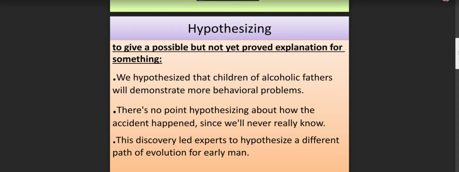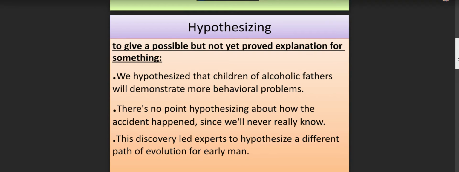فموضوعنا، موضوع التايتل of this unit، هو تحدث عن الافتراض، الحوادث الافتراضية. Right? وفي هذه الحوادث الافتراضية نحن نحاول نقدم شرح لهذه الحوادث الافتراضية. There is no point hypothesizing about how the accident happened since we will never really know. يعني ليس هناك أي نقطة للافتراض how the accident happened، كيف الأحداث حدثت، بما أننا لا نعلم. Right? This discovery led experts to hypothesize a different path of evolution for early men. Right? فهذا كله عبارة عن تحدث عن الافتراض.